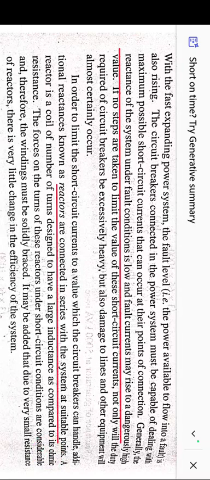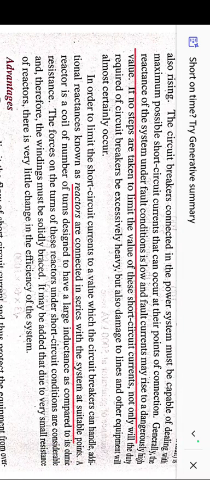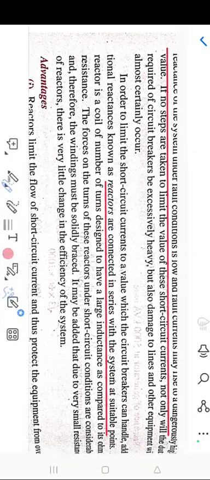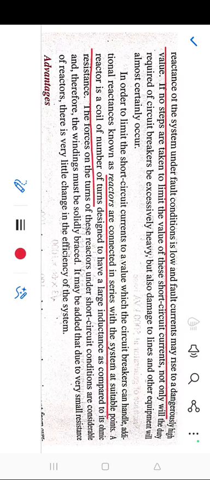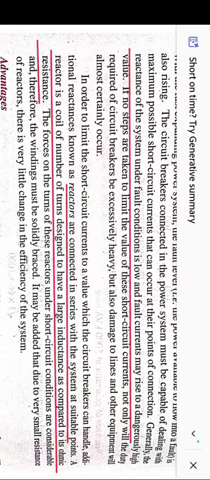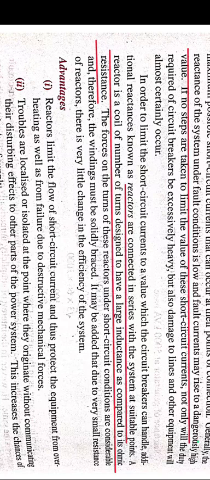A reactor is a coil of a number of turns designed to have large inductance as compared to ohmic resistance. The forces on the turns of these reactors under short circuit condition are considerable, and therefore the winding must be solidly braced.